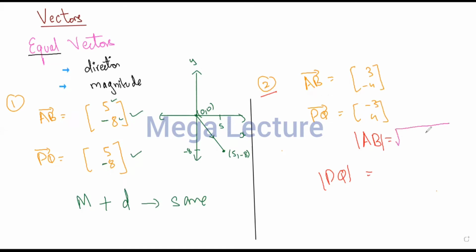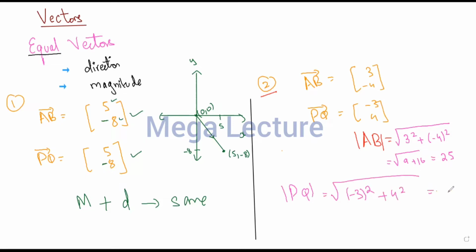It is under the root 3 squared plus 4 squared. It would be under the root 9 plus 16. It is minus 4 squared, but that would not matter. The square of any negative number would still give you a positive answer. And this would be 25 under the root. And for PQ, the answer would be under the root (-3) squared plus 4 squared. That would also give you the same. The only difference in these two vectors was the minus sign. One had minus with 4, the other one had minus with 3. So the magnitude is not going to change.